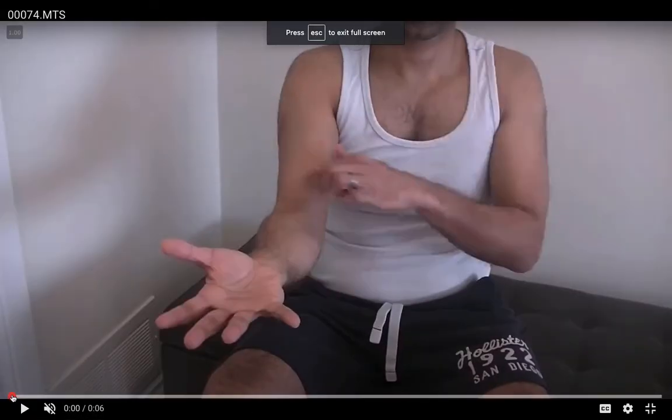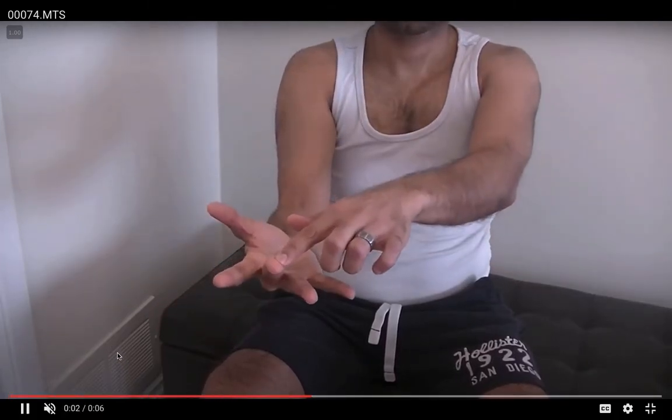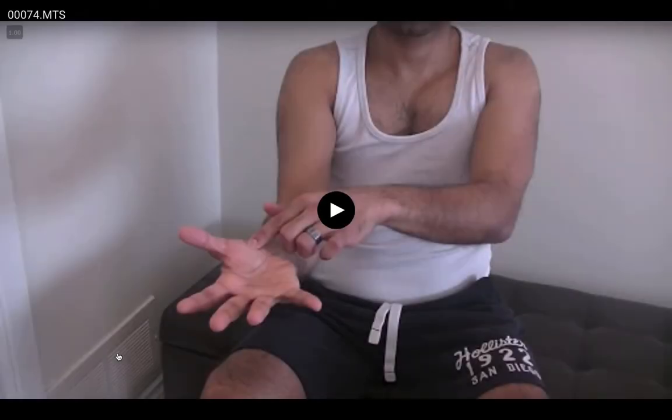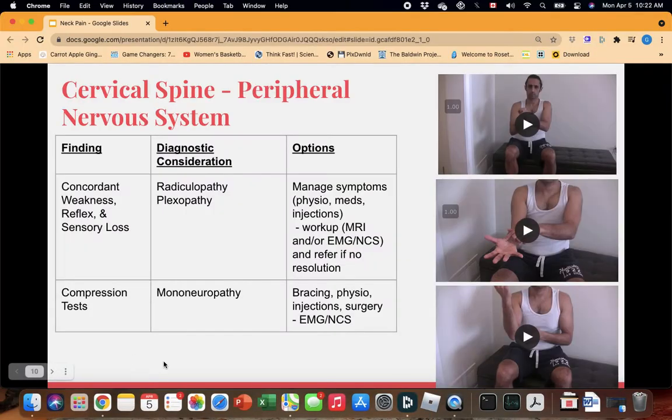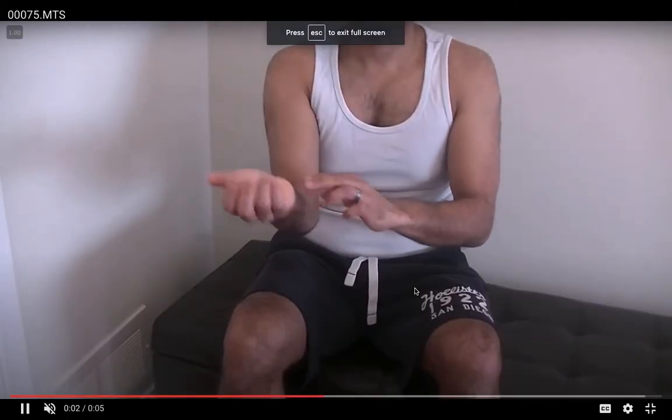So this is the sensory evaluation, C5, C6, C7, C8, T1. Of course, this does not consider the peripheral nerve distributions of things like the median nerve and the ulnar nerve. But if you do find a sensory deficit, it'd be worthwhile trying to see how far this extends to see whether or not this fits in the specific distribution. And lastly, these are compression tests to look for compression of the ulnar nerve and the median nerve.